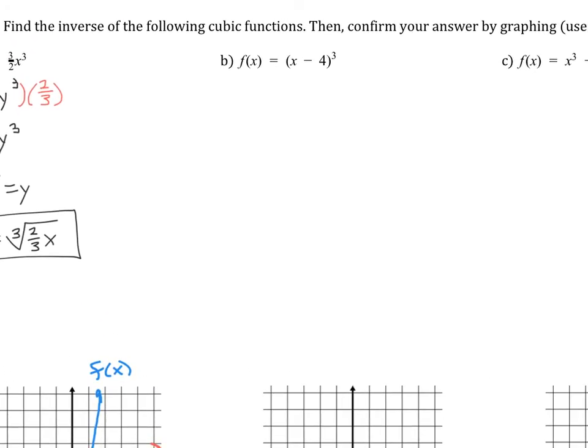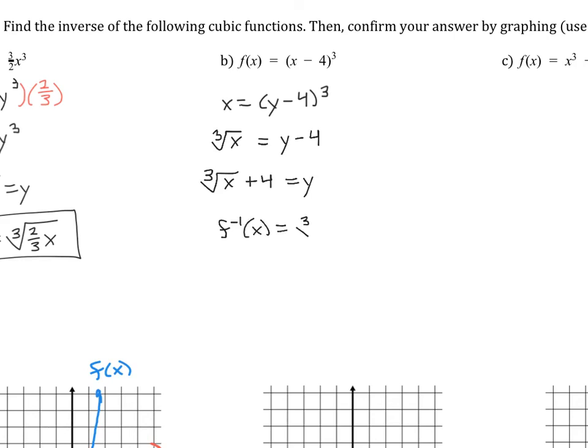All right, let's take a look at part B. Again, here we're going to start by swapping x and y. So we get x equals y minus 4, cubed. Since this minus 4 is trapped inside the parentheses, we do need to start by taking the cube root of each side. So the cube root of x equals y minus 4, and now I can add 4 to both sides. Please notice when I add 4 to both sides, that 4 is outside of my cube root. All right, so that should be our inverse.